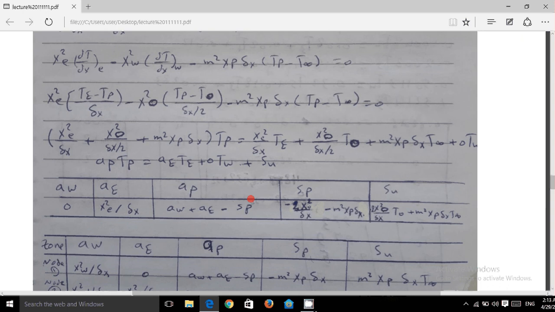Then I will separate the variables so that T_P is at the left hand side and the other variables at the right hand side, and I will write the equation of it. a_P T_P is equal to a_E T_E. I don't have T_W, so it's equal to 0, plus I don't have a_W, so it's equal to 0, plus the source term.